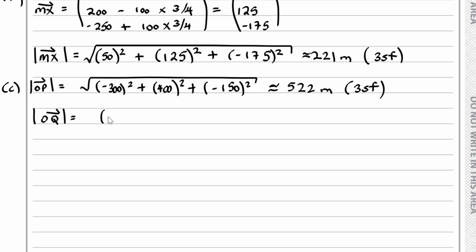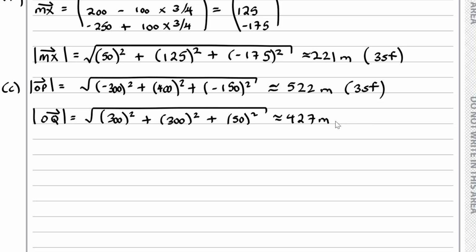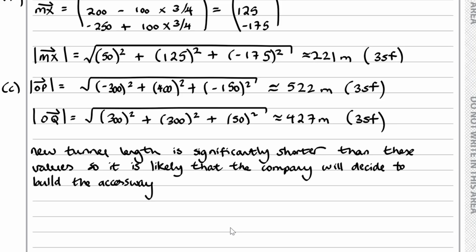that's equal to the square root of 300 squared plus 300 squared plus 50 squared. You'd find this to be approximately equal to 427 meters to 3 significant figures, and therefore we have the following conclusion to make. So the new tunnel length is significantly shorter than these values, so it's likely that the company will decide to build the accessway.